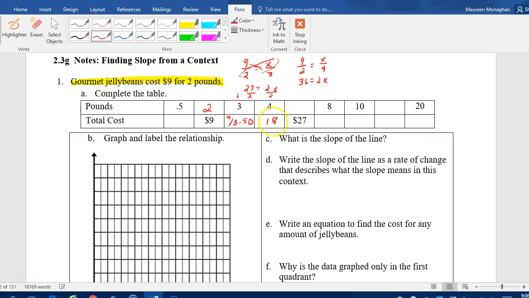I wonder if we can find a pattern. What do you think? That might be an idea, or we can just keep using this. So go ahead and figure out the rest of these, and then I'll come back and we'll see if we get the same answers.